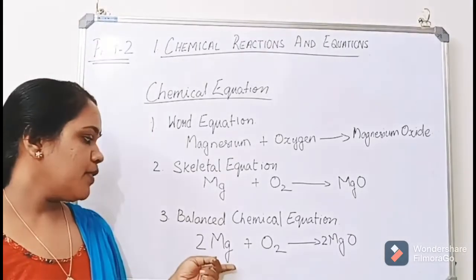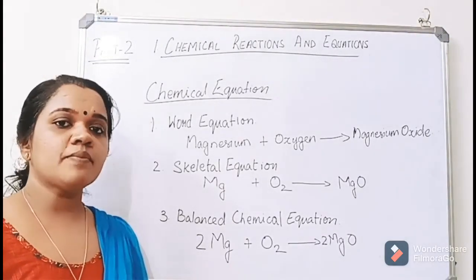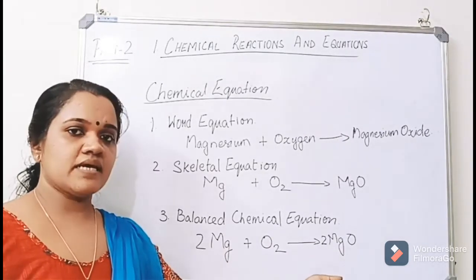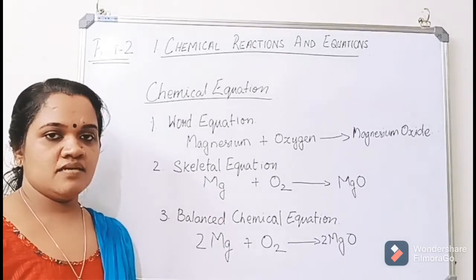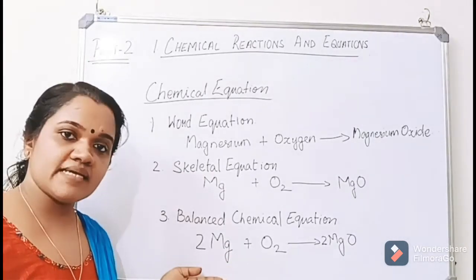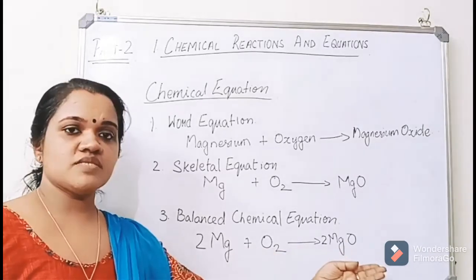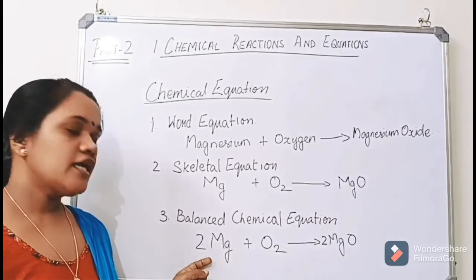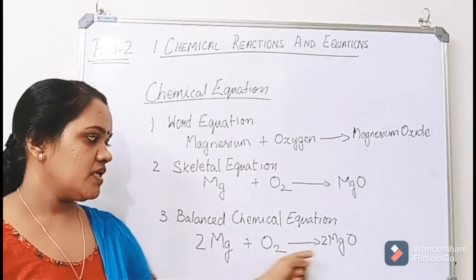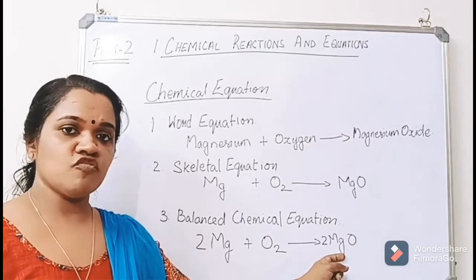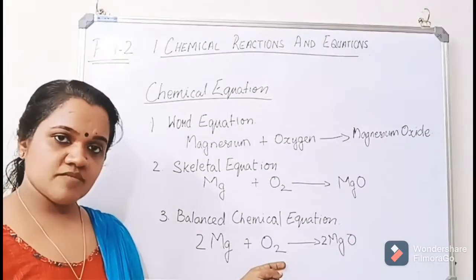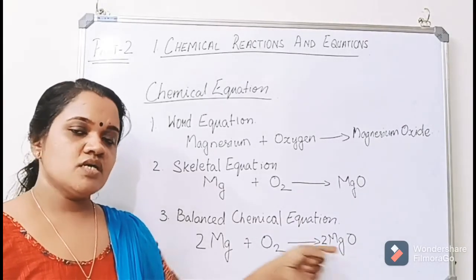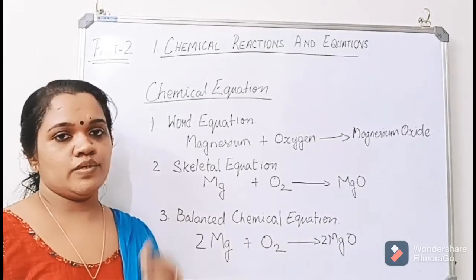Here, the number of atoms that take part in this chemical reaction on the reactant side and on the product side are balanced. That is, the number of atoms on the reactant side and the number of atoms on the product side are equal. Here, there are 2 atoms of magnesium. Here also, there are 2 atoms of magnesium. Here, 2 atoms of oxygen. On the product side also, there are 2 atoms of oxygen. So, this is a balanced chemical equation.